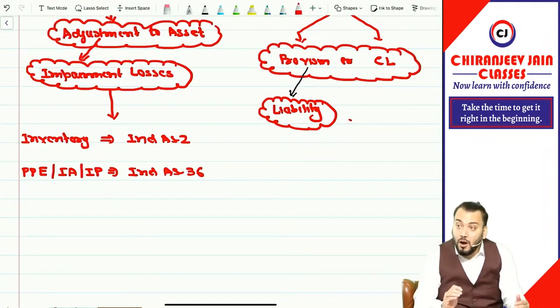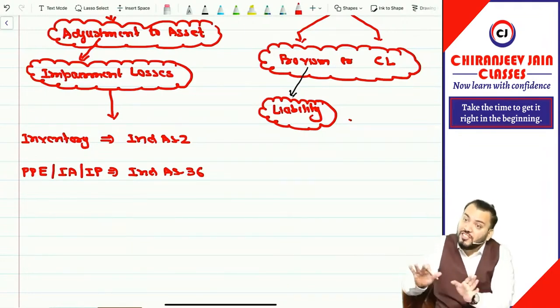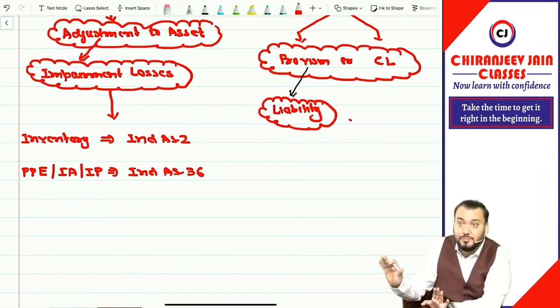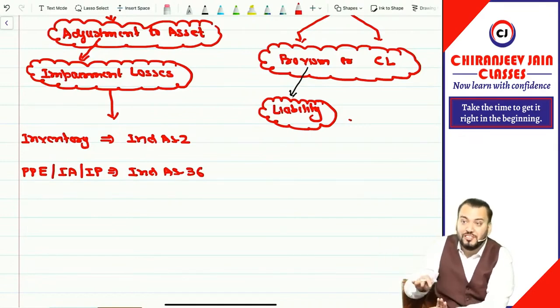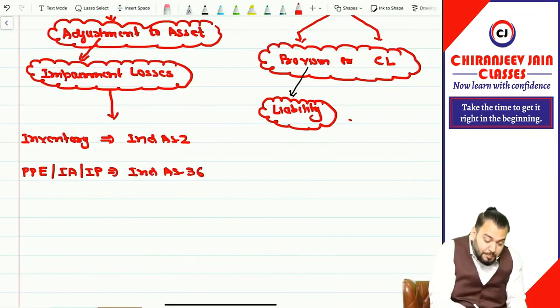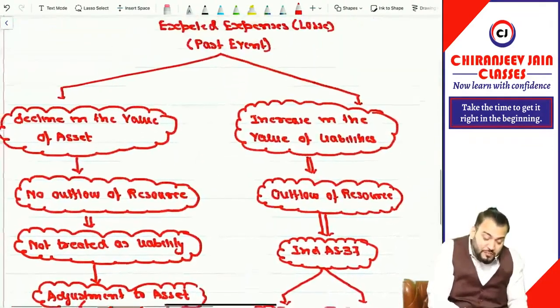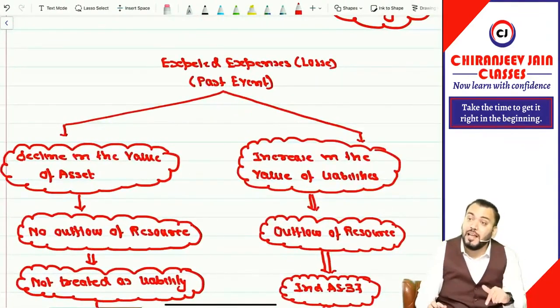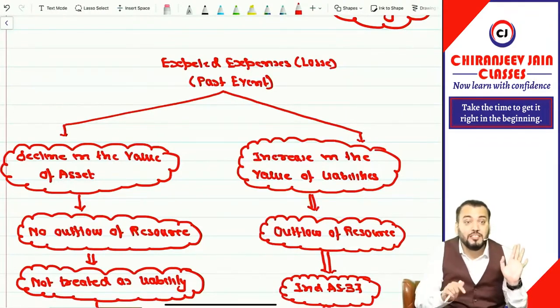Correct. Now, how to calculate that impairment loss, we'll discuss in other chapters, when we come to Ind AS 36. Right now I am just explaining that this impairment loss also arises from contingencies. We are applying the conservatism principle, but it is not covered under Ind AS 37.